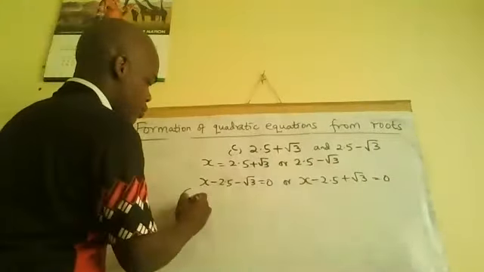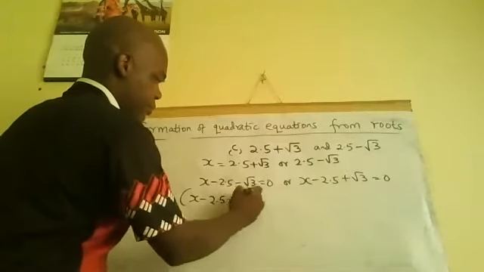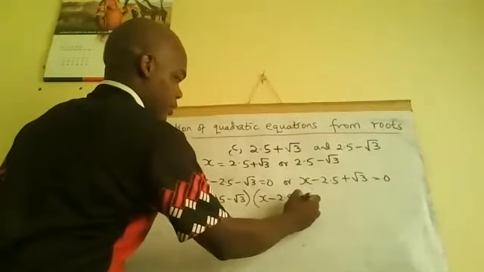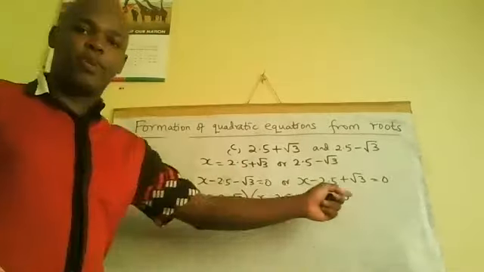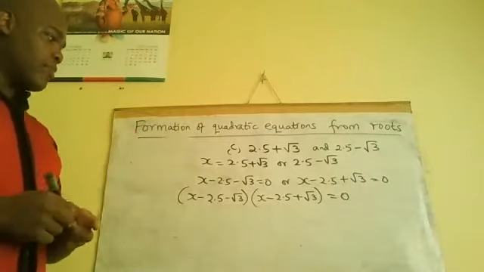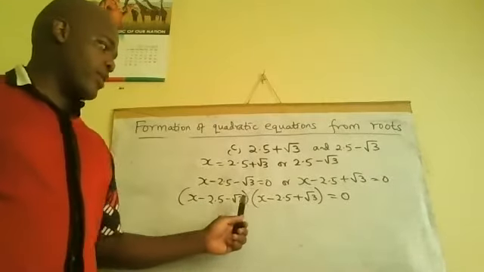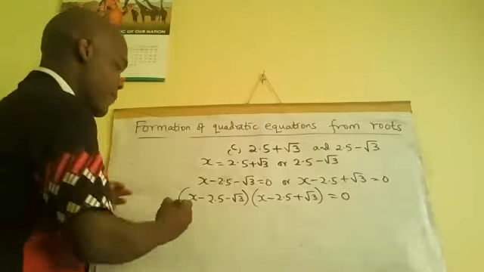Then you multiply. So you multiply this: I'll take x multiplied by this, minus 2.5 multiplied by this, then minus root 3 multiplied by that. And then you be very, very keen.